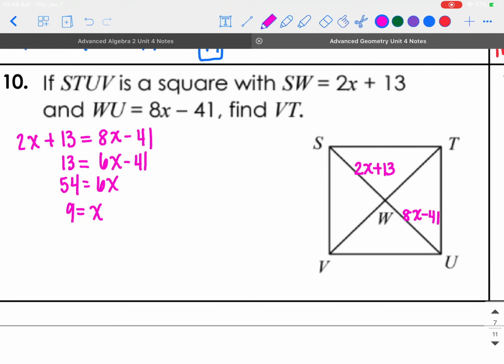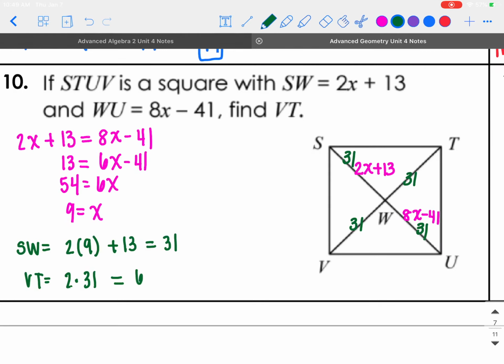The question is asking for VT, which really is the same as SU. They're the same. So I'm first going to find SW. 2 times 9 plus 13. That's 31. So 31, that means this is 31, 31, 31. So VT is 2 times 31, which is 62.